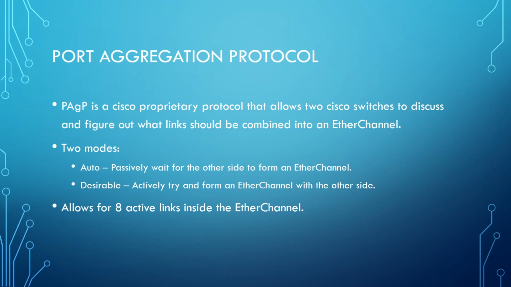Auto, which means, you know what, I'm going to sit back and relax. I'm going to wait for the other side to begin negotiations. I'm not going to actively pursue the other side to form an EtherChannel. And then desirable, I'm going to actively try and negotiate with the other side and decide which links should be put into this EtherChannel. PAgP allows for 8 active links to be part of the EtherChannel. So I can have 8 links bundled together into one EtherChannel.